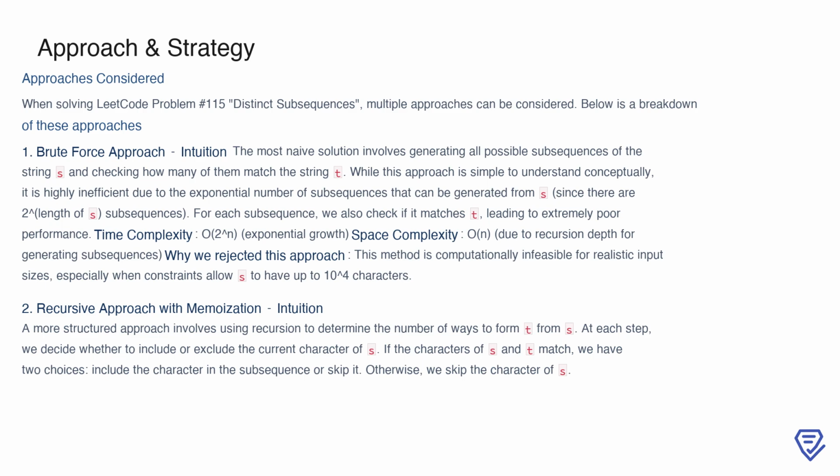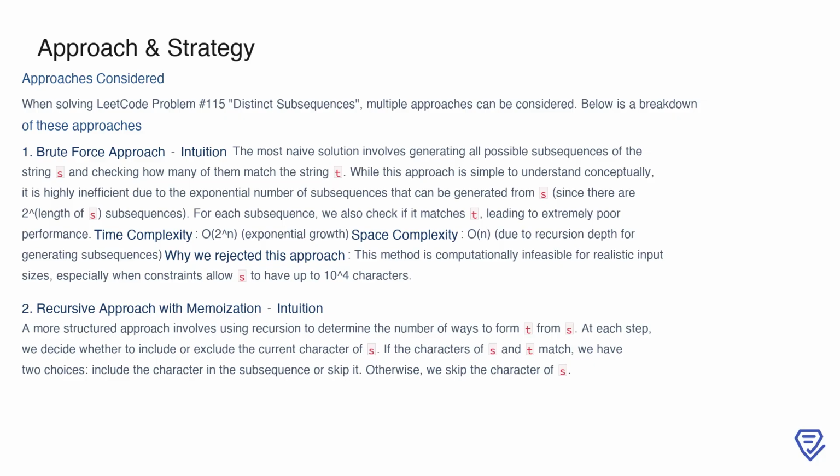When tackling LeetCode problem number 115, distinct subsequences, we have several approaches to consider. The brute force approach is the simplest to understand conceptually. It involves generating all possible subsequences of the string S and checking how many of them match the string T. While straightforward, this method is highly inefficient. The number of possible subsequences grows exponentially with the length of S, making this approach computationally expensive.